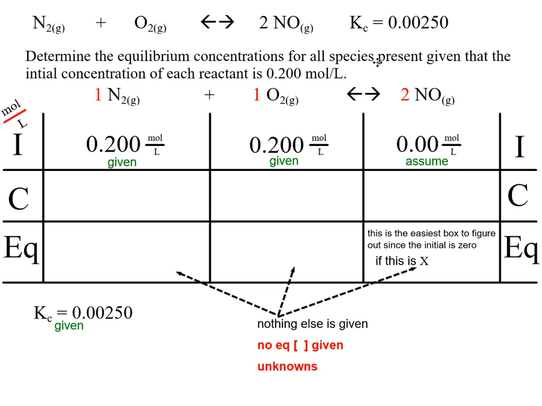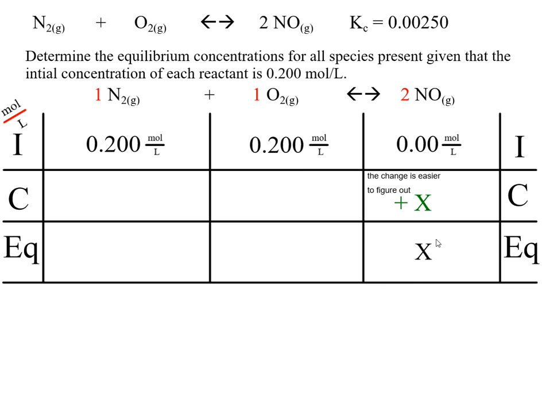Note that that's all the information they've given us. Nothing else is given, and no equilibrium concentration is given. Therefore, we have unknowns. So we look at the box that's the easiest one to figure out. Since we have a 0 start, it's easy to know the change. Our math is going to be simpler if I have an unknown variable in this column, because the change is going to be a plus x to get to x.